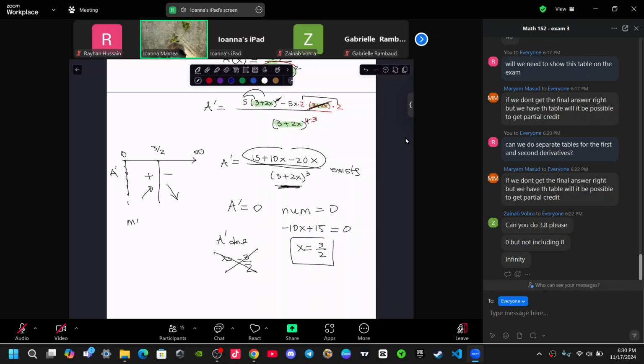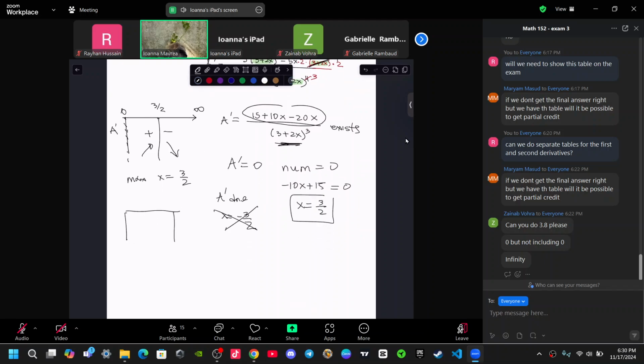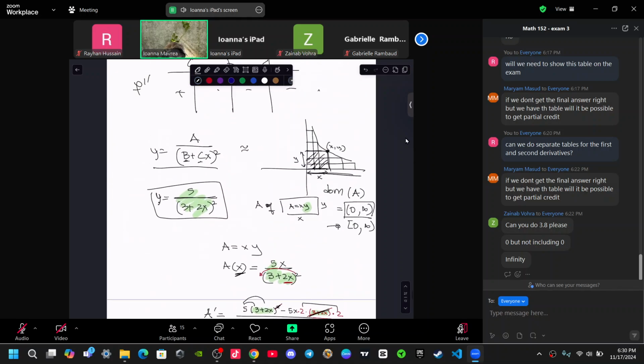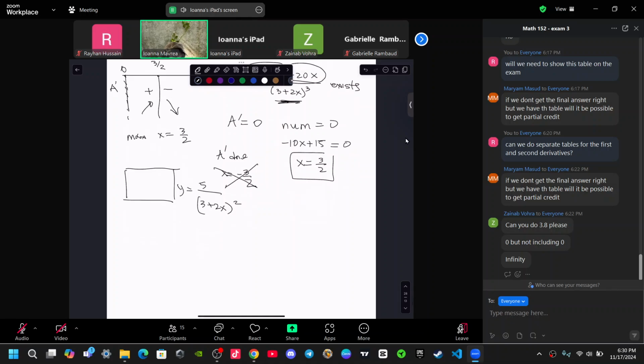So maximum area, when x, that means this length, is equal to 3/2. So you're looking for what the other length, the width, is going to be. Y, remember, was 5 over 3 plus 2x, squared. Was it squared? Squared. Right? So x is 3/2. So y is equal to 5 over 3 plus 2 times 3/2, quantity squared. Leave it like that. No need to simplify this thing.